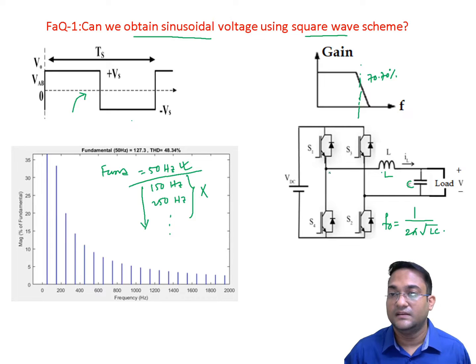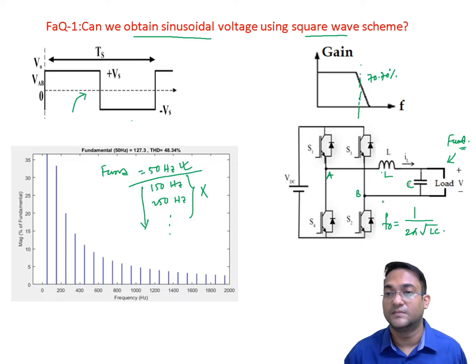So finally, your inverter is giving you output between the AB terminal, which is a square wave, and this filter will filter out all higher order harmonics, and finally your load will get the fundamental component. So that's how we can still get an AC voltage which is sinusoidal in nature across the load terminal.